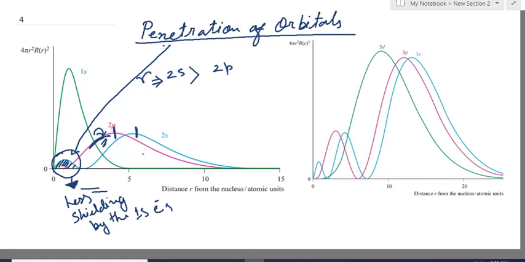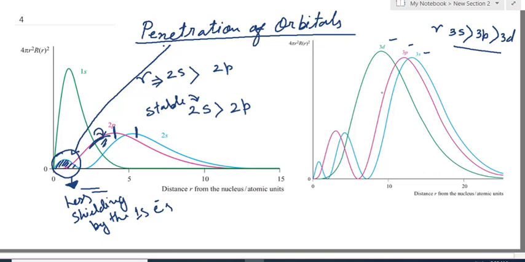rather than 2p, right? And this also explains why the sublevels under the principal quantum number 2, that is 2s and 2p, differ in energy. This difference is due to the extent of penetration of the orbitals due to their spatial distribution, right? A similar situation is faced when you compare 3s, 3p and 3d orbitals as seen in the diagram on the right. The s orbital penetrates more fully than the p orbitals, which in turn penetrate more fully than the d orbitals, right?